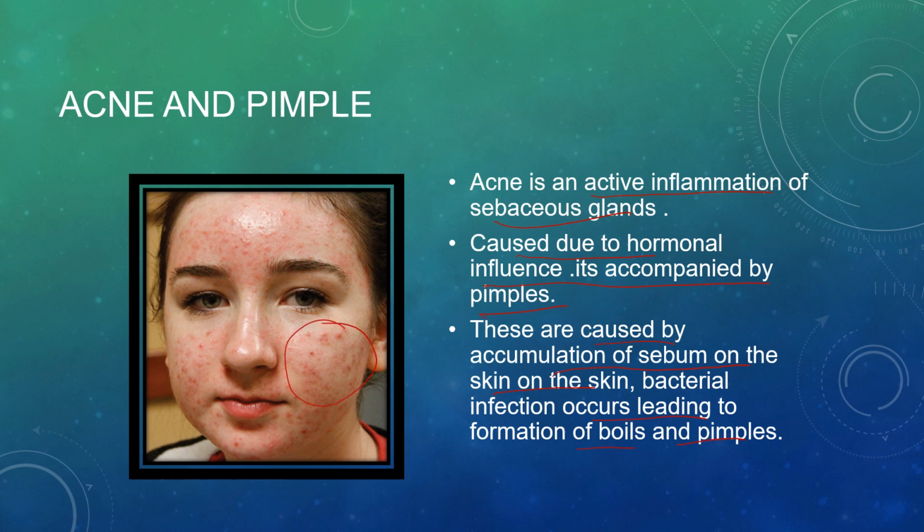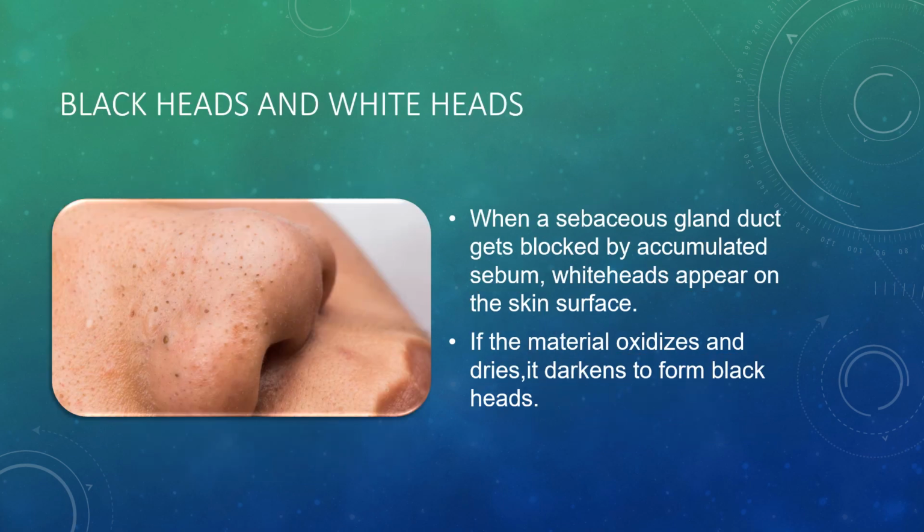So this is how it looks. It is actually a bacterial infection of the skin, and due to hormonal imbalance it is accompanied by pimples. Whiteheads and blackheads are also caused by the sebaceous glands. As you see here, blackheads appear on the nose, generally in these areas, when the sebaceous gland duct gets blocked and accumulated by sebum, and whiteheads appear on the skin surface.